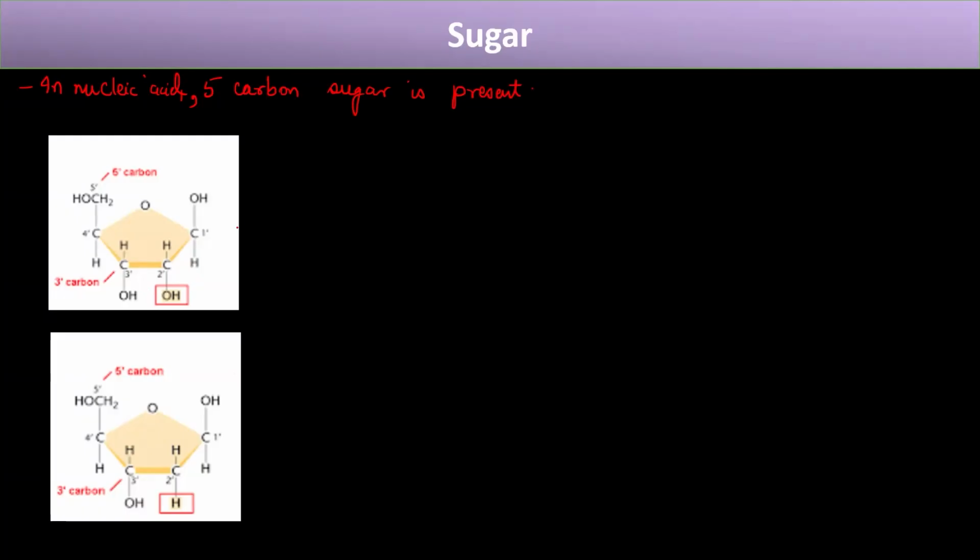And what is this sugar? So there are two types of sugar. Both are 5-carbon. The first is ribose sugar, and this ribose sugar is present in RNA. So we saw nucleic acid is of two types, DNA and RNA. Okay, now the second sugar is deoxyribose. This is the deoxyribose sugar. It is present in DNA.